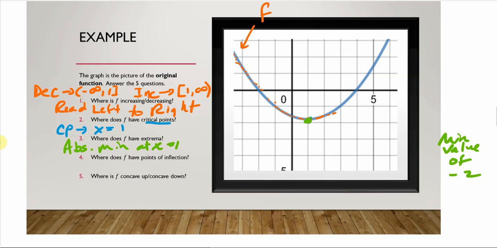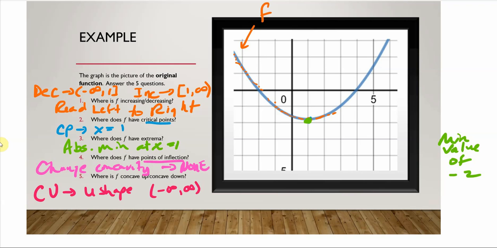The next question is, where does f have points of inflection? Where does it change concavity? Well, we can say that in this graph here, it's always concave up. So we're going to say that there are none. There are no points. Now, the next and final question that they're going to ask is, where is it concave up and where is it concave down? Well, concave up, it forms a U-shape. And it's a U-shape everywhere from negative infinity all the way to infinity. Where is it concave down? We're going to say nowhere. There is no place where it's concave down.